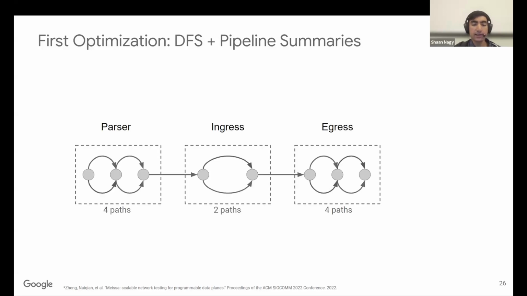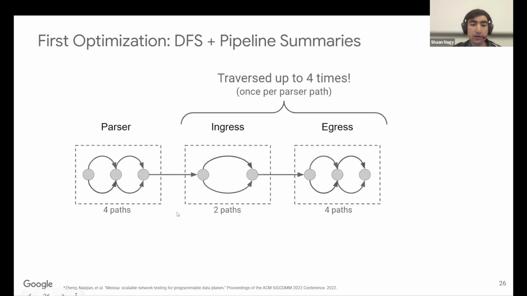We can divide our P4 program up into 3 pipelines. First, the input packet comes into the parser over here. It gets processed, and then it proceeds to the ingress pipeline. More processing happens. It proceeds to the egress pipeline, more processing, and then it gets chucked out of the switch. And what you can observe, if you're keeping in mind this depth-first traversal style of exploration, is that there are 4 paths over here in the parser. And so that means that we're going to have to do a traversal of the ingress and egress pipelines up to 4 times, once for each parser path.